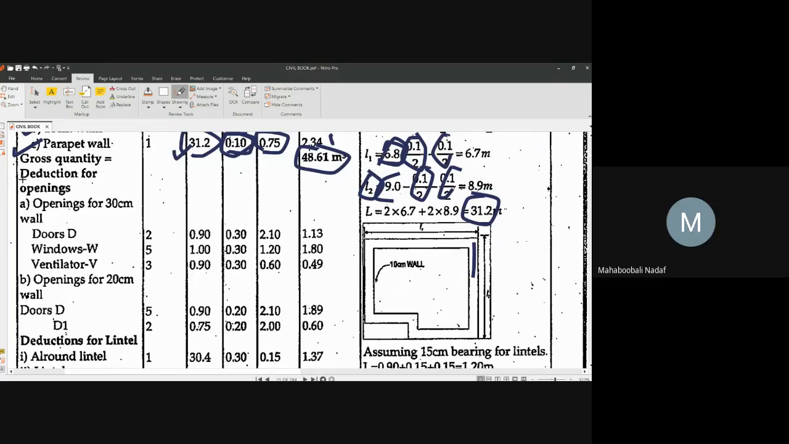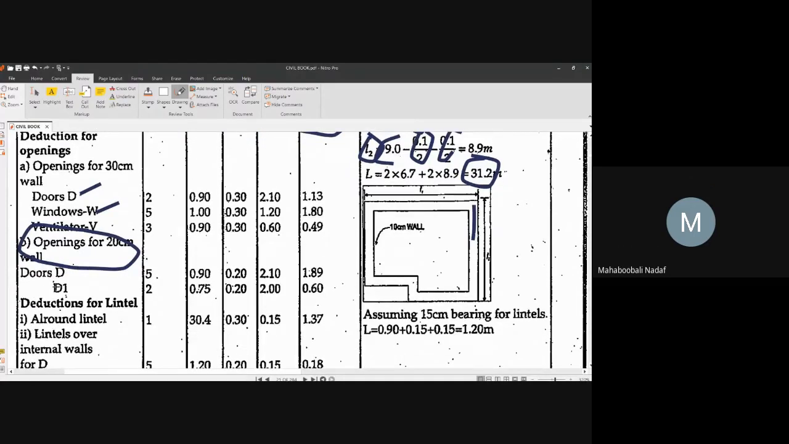In the deductions, what are the deductions you are going to do? How many doors are there? Can you see the door schedules? You have to tell me. See here in your diagram, you can refer to your book, that drawing. First deduct the 30 centimeter wall, second deduct the 20 centimeter wall deductions. In 30 also you have doors, windows, ventilators. In 20 also you have doors, but there are no windows or ventilators inside, only doors. So in the outside wall, how many big doors are there?